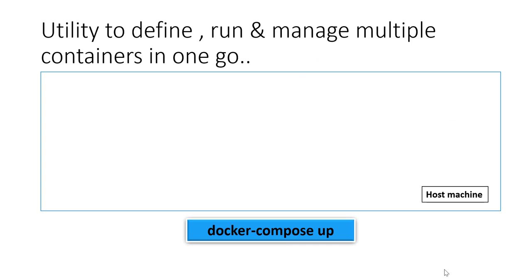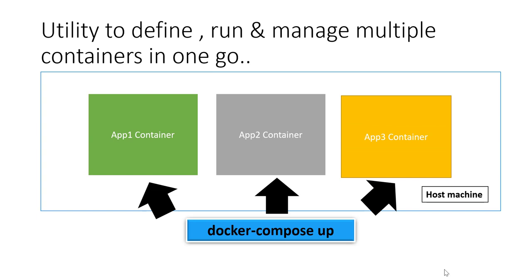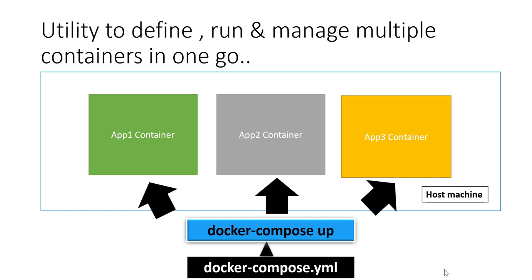Docker Compose is a utility to define, run and manage multiple containers in one go. As simple as that. What I mean by one go? With the help of just one single command, you can run multiple containers, and that command is docker compose up, and it is supported by config file docker compose, which is in YAML format. This file is a single point to define all the configurations related to the container which you intend to run.